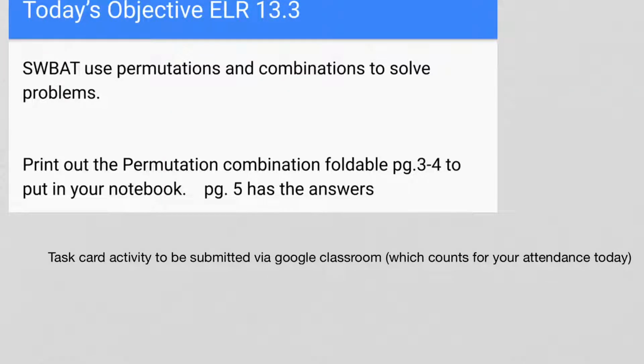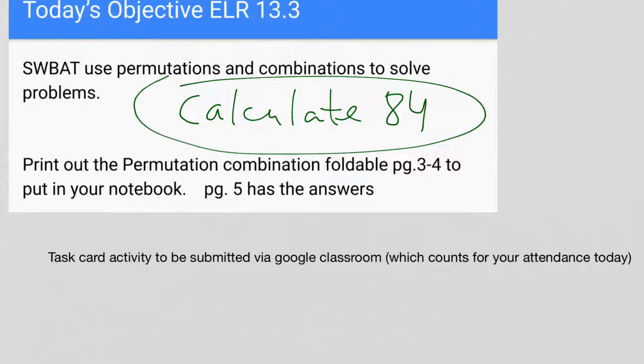Okay, today's objective is ELR 13.3. You definitely need a calculator for today. A TI calculator will be looking for buttons that are representing probability. I also found something that you could download through your phone, through an app store. It's called Calculate 84, that you could download on your phone, and it looks just like a calculator in your hand. That's another possibility if you don't have a calculator available with you.